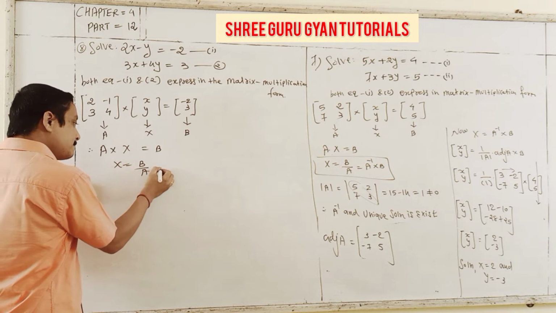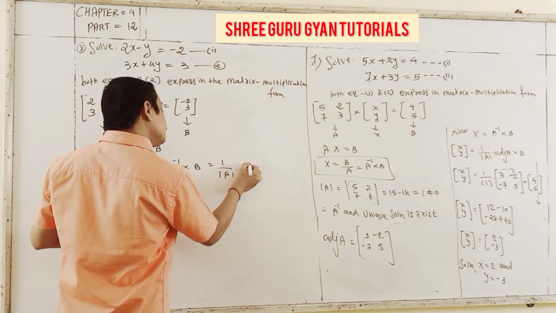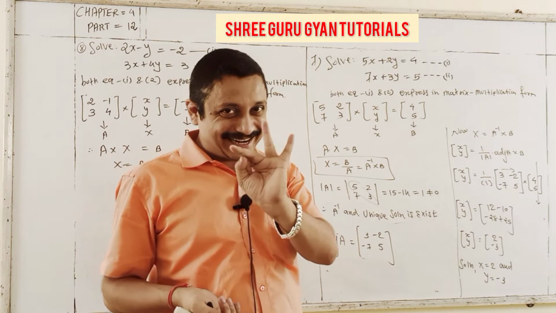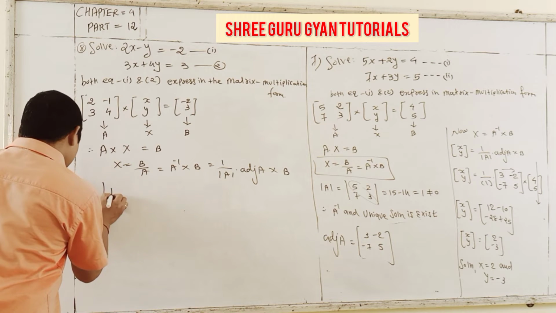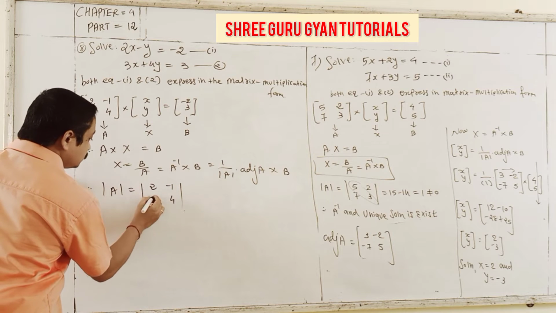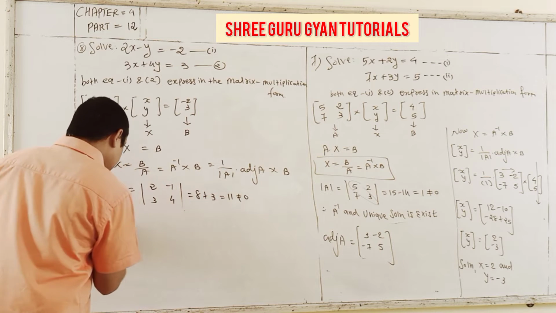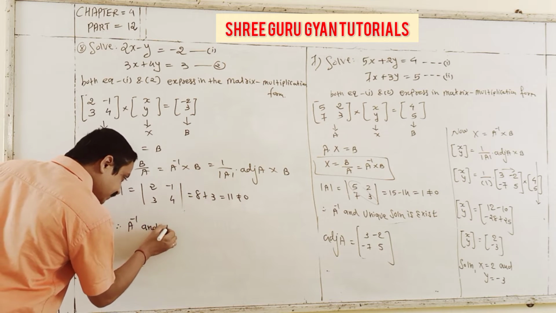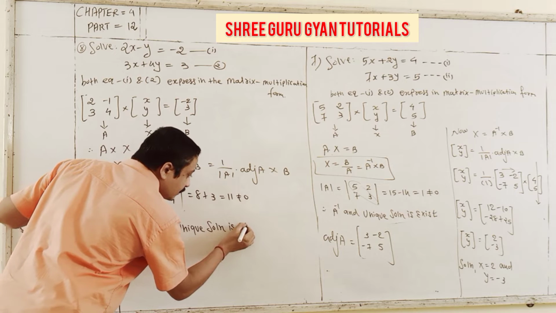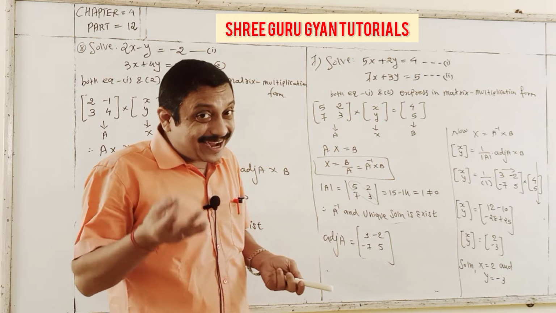X is B by A, it is A inverse times B, and A inverse is 1 upon determinant A times adjoint of A times B. In short, I calculate determinant A and adjoint A. Determinant A: I have 2, 3, minus 1, 4. So 4 times 2 is 8 plus 3 is 11, not 0. It means A inverse exists and a unique solution exists.